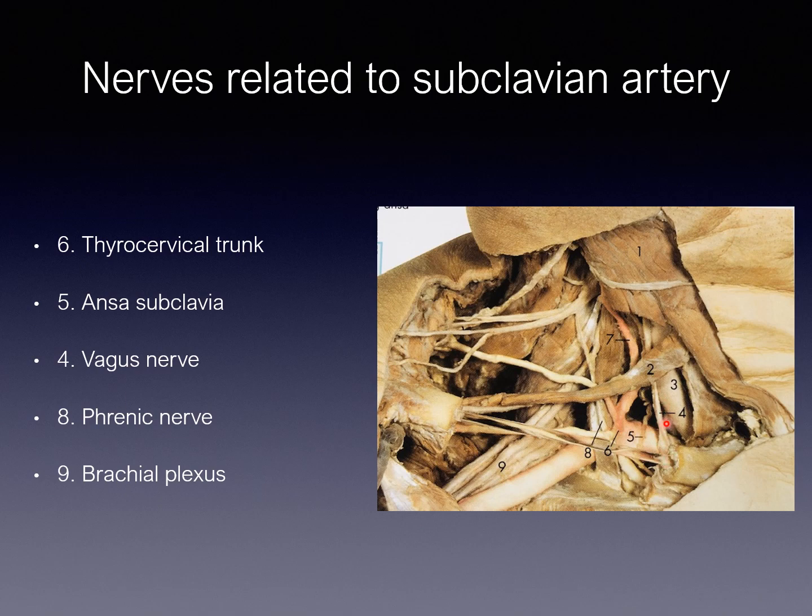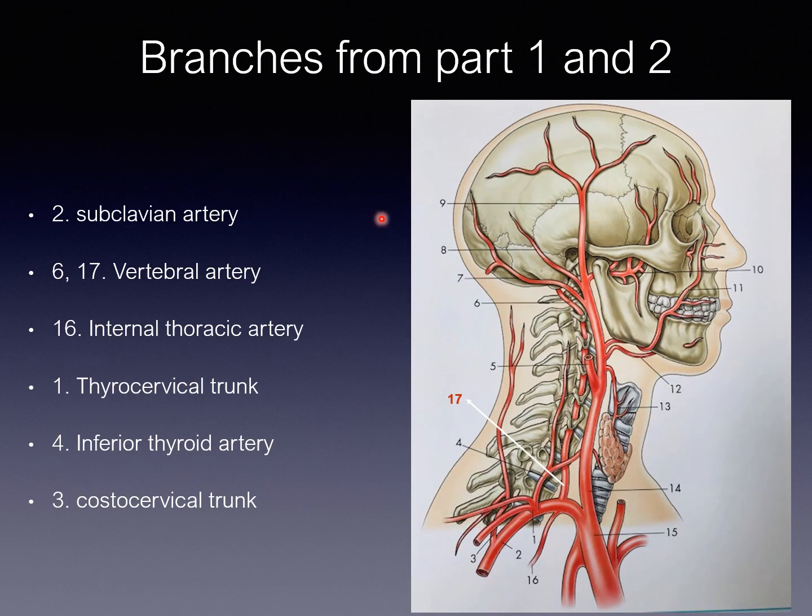Okay, so right recurrent laryngeal nerve winds around the right subclavian artery, but left recurrent laryngeal nerve winds around the arch of aorta. So right only winds around the right subclavian artery. Keep it in mind. And then branches.